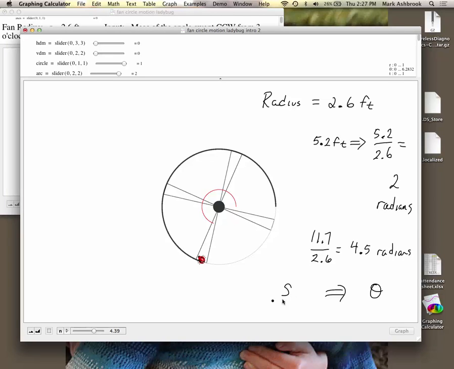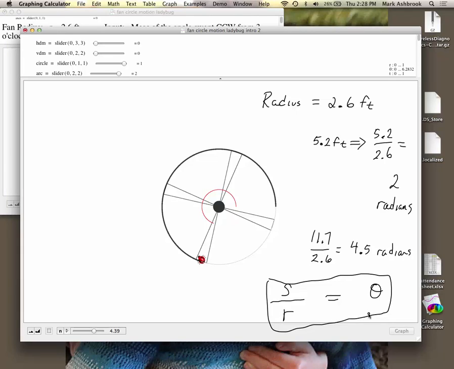Yeah, you're taking the full arc length and you're asking how many of these R's, how many radius lengths, fit into S. That's the number of radius lengths, so that's the openness in radians, right? It's the same. Okay?